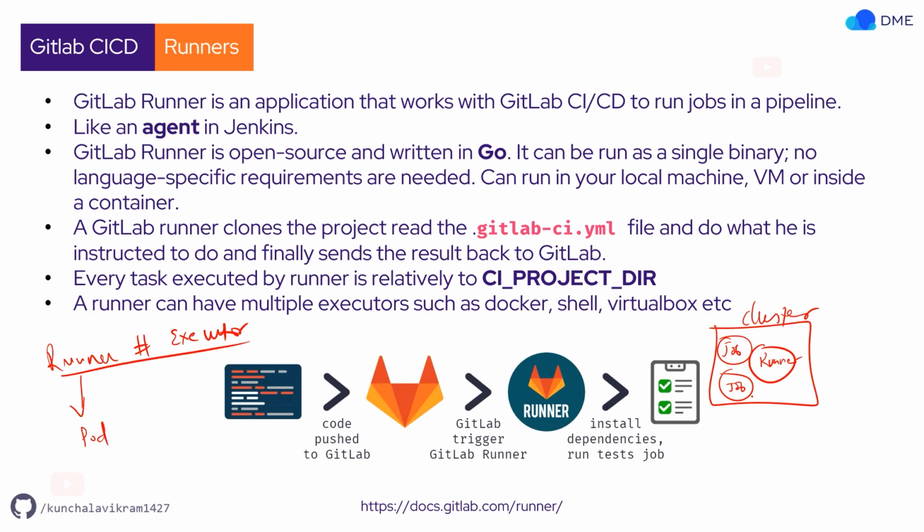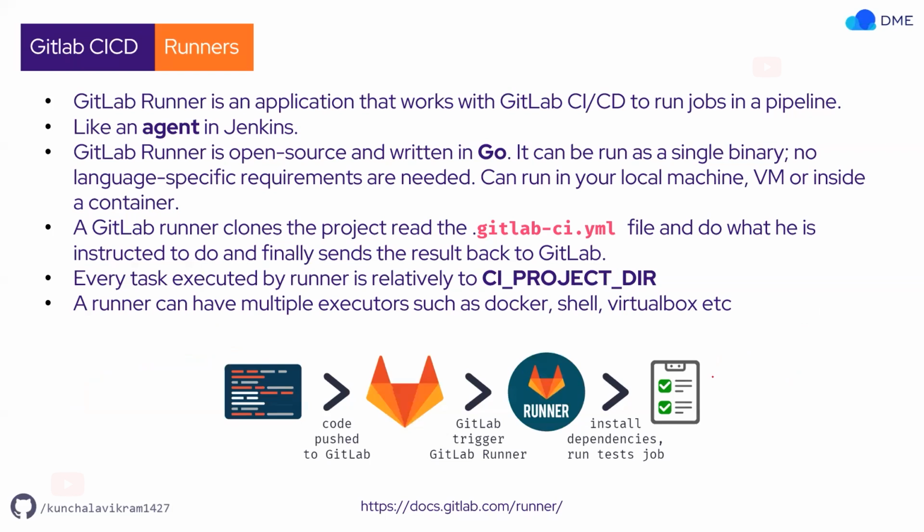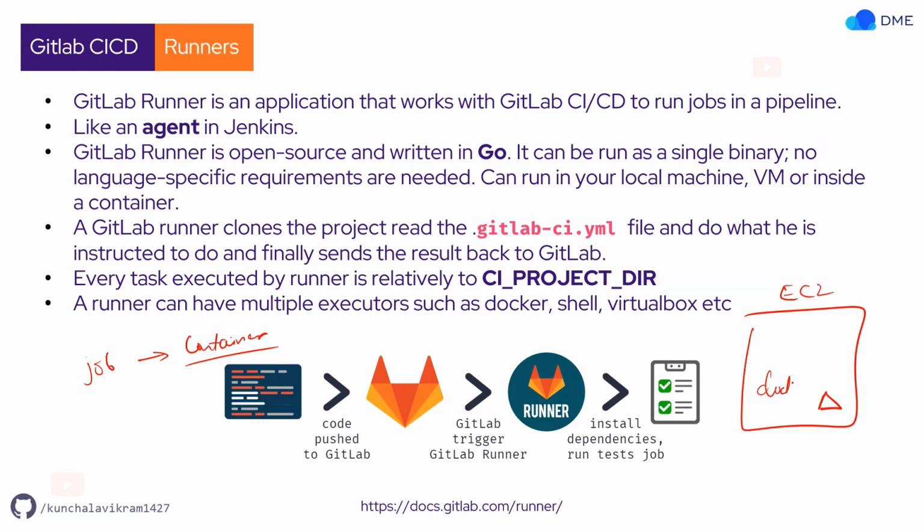Let's say you have a job that requires building a Docker container. Then what will your runner be? The runner can be anything. Here the runner is, let's say, an EC2 instance, with the runner application running on it. If your job requires a container to be built, then inside this EC2 instance you need to make sure that you have Docker installed. Got it. Like that.